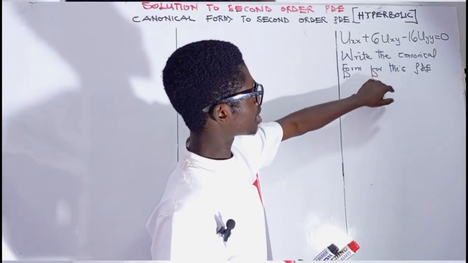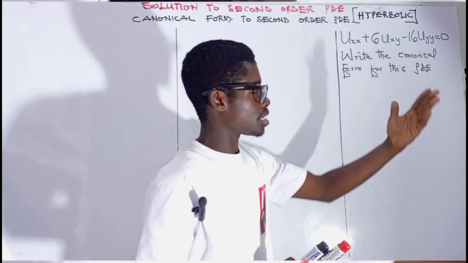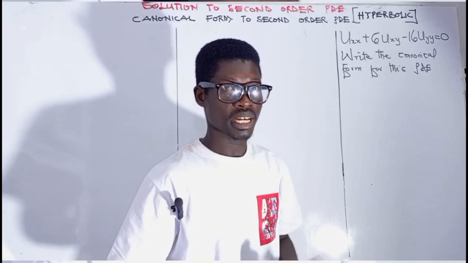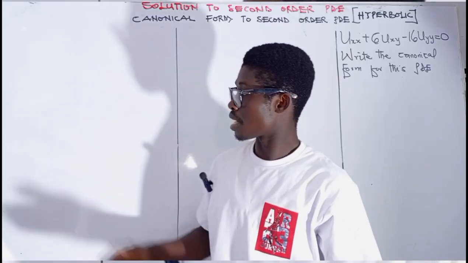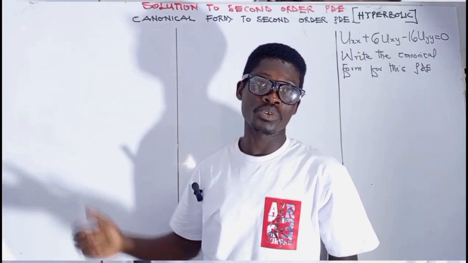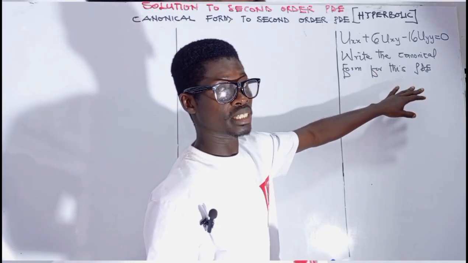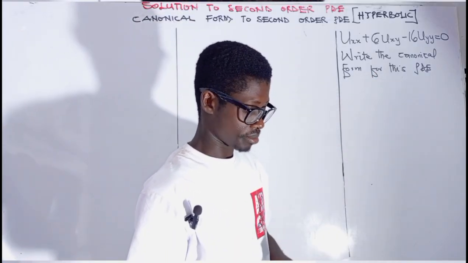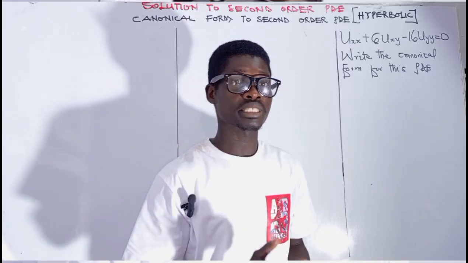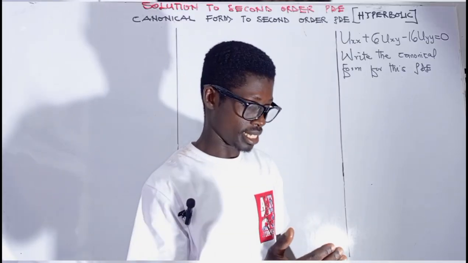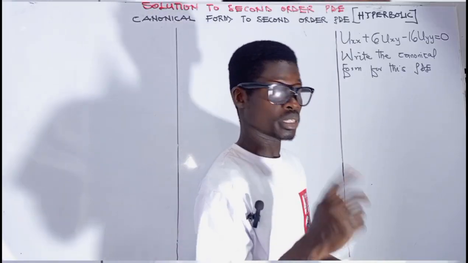So we want to write the canonical form for this second order partial differential equation. And we are going to do that using the steps that I wrote down here. We are going to go through the steps to help us write the canonical form for this second order partial differential equation. So with the steps, the first one says check the classification of the PDE. And we can do that using what? The discriminant.